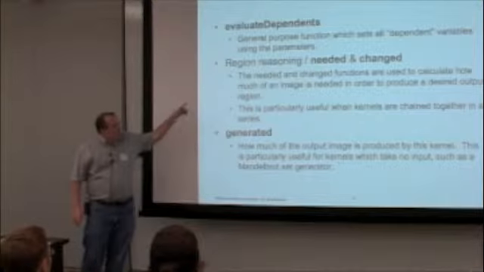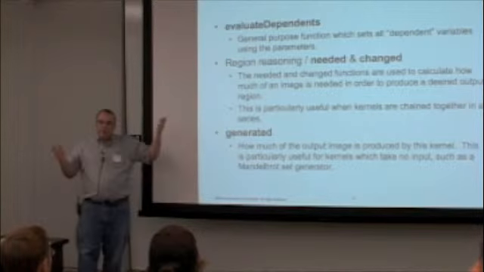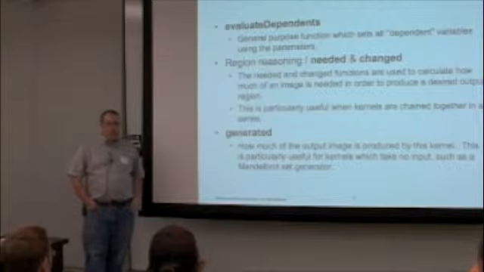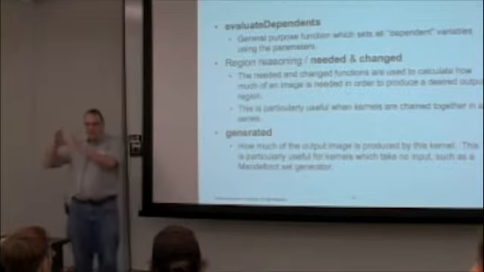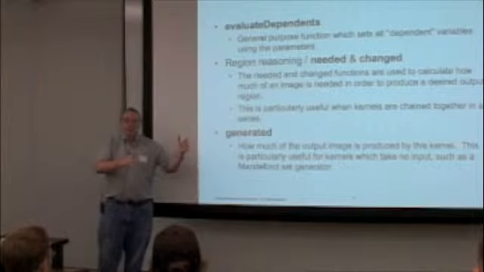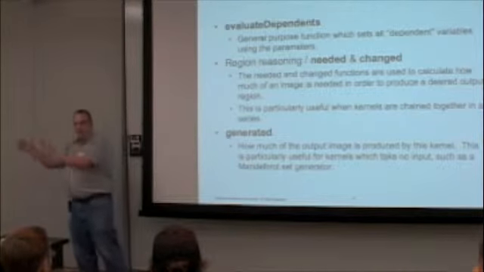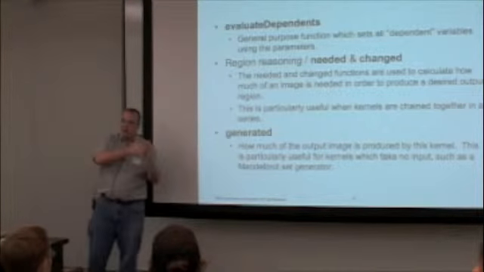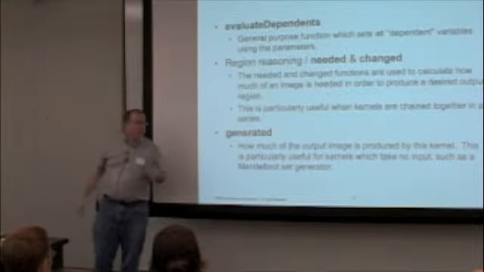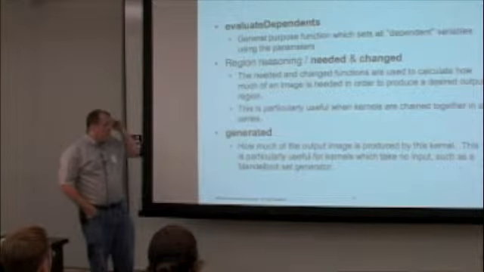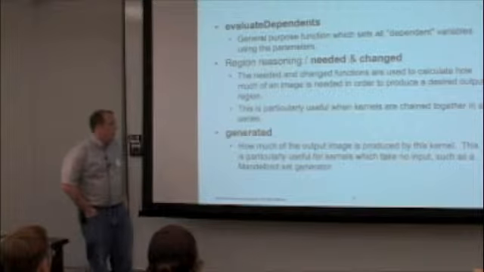And so this needed and change are two functions that we allow the third-party author to write that answer the question of, if I want to produce this region, how much of this input image do I need? And if you're chaining a whole bunch of filters together in series, you need to be able to pass that question back, and then evaluate everything in turn. So that's region reasoning. I'm not going to talk a whole lot about it. We have tons of stuff for this in our documentation online.